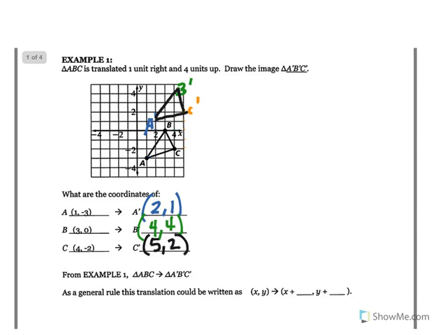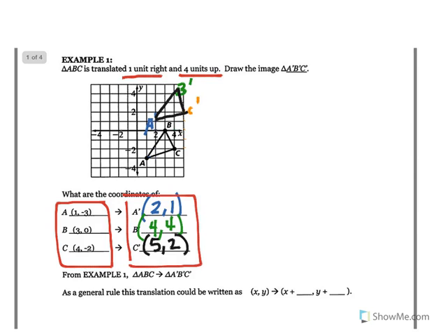For example 1, we can write a rule. In order to write these rules, you have to look at what stays consistent. Okay? It says that throughout each of these coordinates, we were supposed to go 1 unit right and 4 units up. So if you look at my x coordinates from my original coordinates to my new coordinates, each time my x value goes up 1. So from 3 to 4, 4 to 5, it's going to go up 1. So I'm going to put x plus 1.